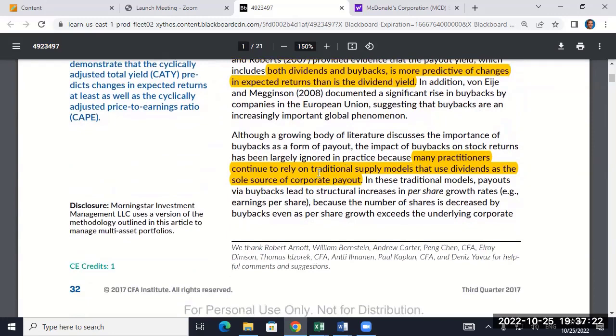Many practitioners continue to rely on traditional supply models that use dividends. Remember what we said earlier, with dividends, we're really after free cash flow, and we're using dividends as a proxy for free cash flow. If that's the case, and a lot of firms are doing buybacks, is a buyback free cash flow just as much as dividends?